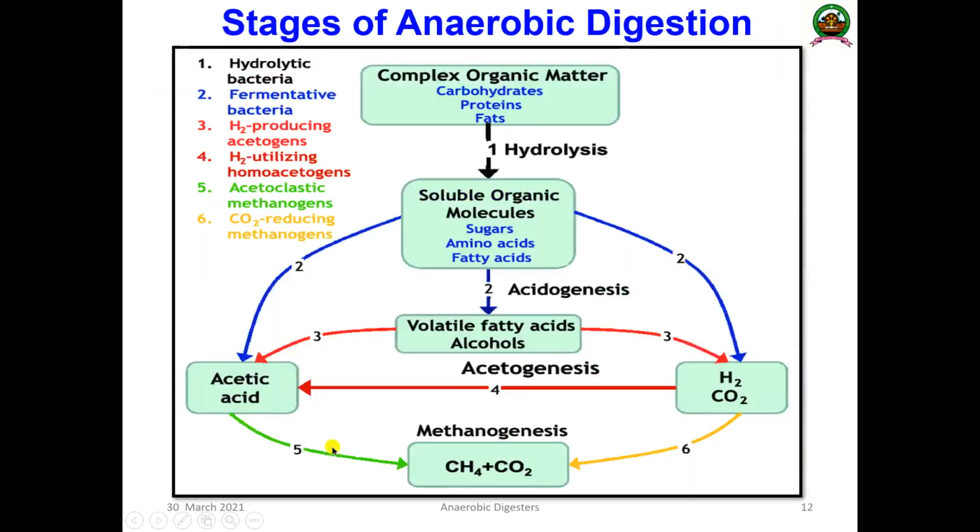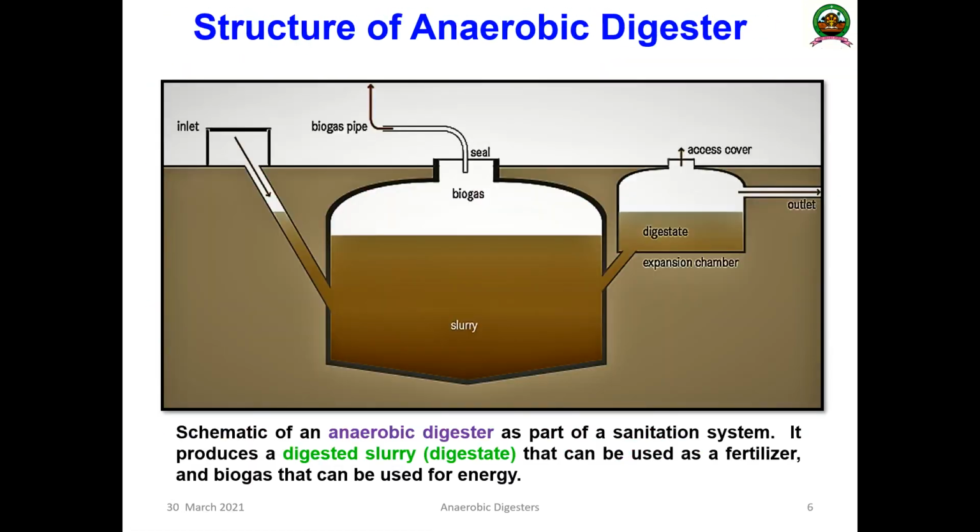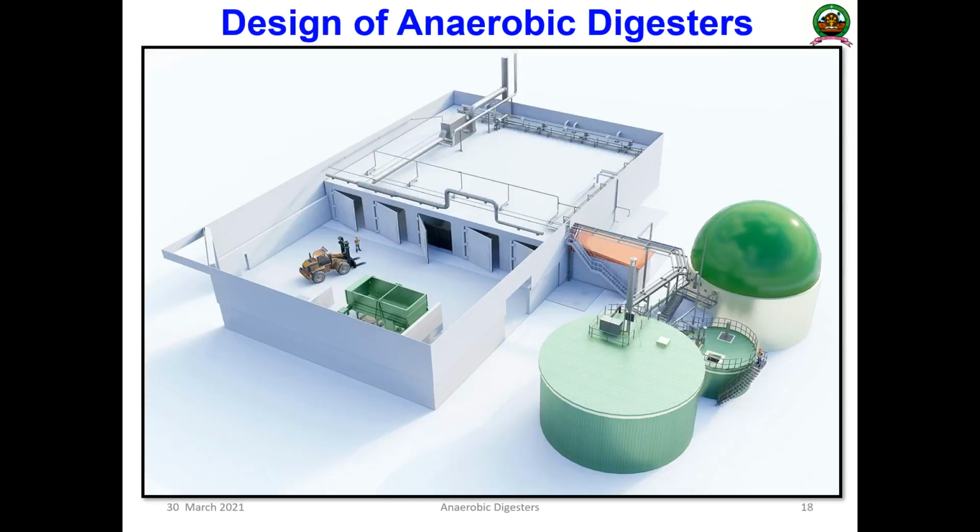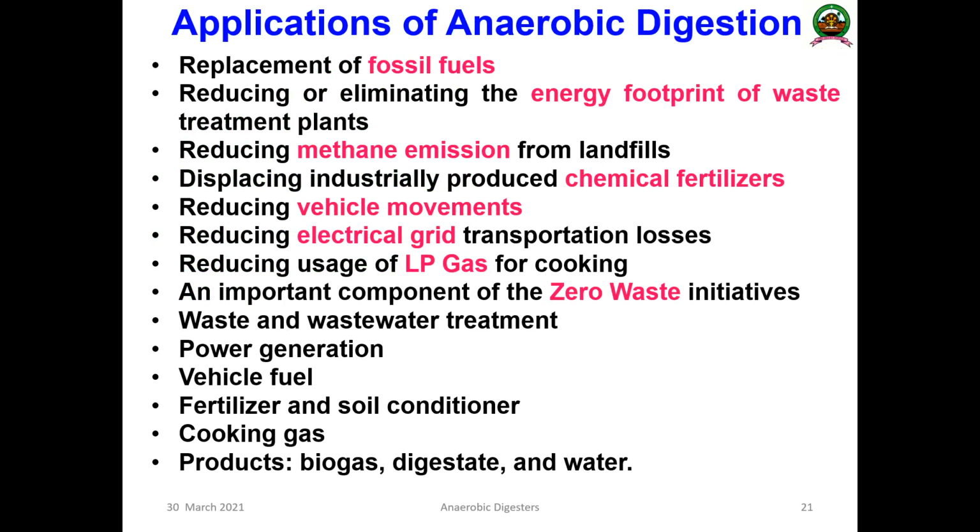If you connect this particular pipe to your kitchen, to a gas stove, that can be used as a cooking gas. So that is another important application. Then the most important products are biogas, digestates and water, that contribute a smaller number of contaminants and toxic components.